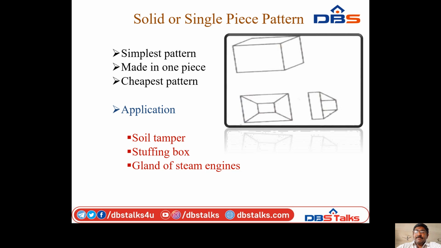A pattern which is made without any loose piece is called a single piece pattern. So we can see the diagram. It is the simplest pattern made by one piece. It is the cheapest pattern also. Applications of solid single piece pattern are oil tamper, stuffing box, and gland of a steam engine. So these are all the applications of single piece pattern.